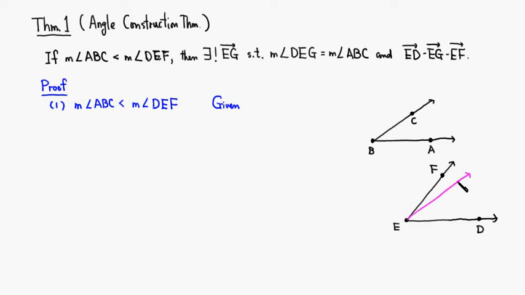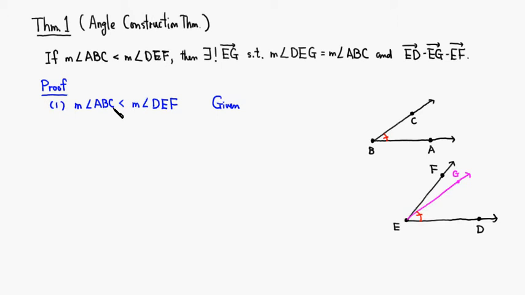So that the measure of the angle DEG, which is right here, is going to be the same as the measure of the angle ABC, right? And also, ray EG is between ray ED and ray EF, right? So let's write a proof for this.